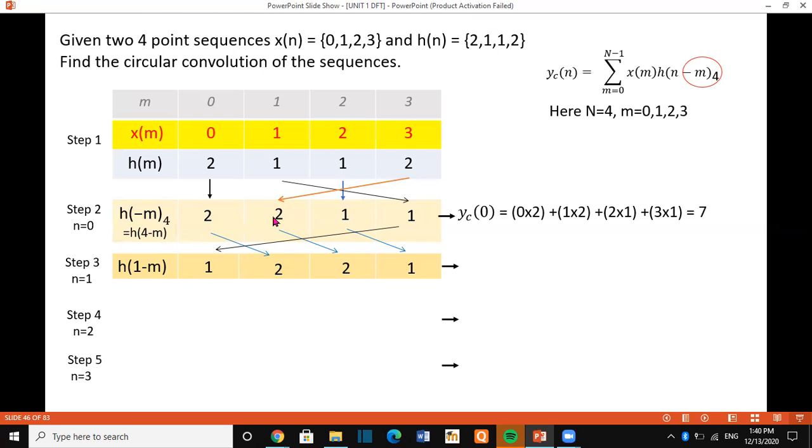Okay, so 2 will come over here, 2 will come over here, this 1 will come over here, and this 1 will be taking this vacant place over here. So by circularly rotating, it will come back over here. Okay, this is like musical chairs we play.